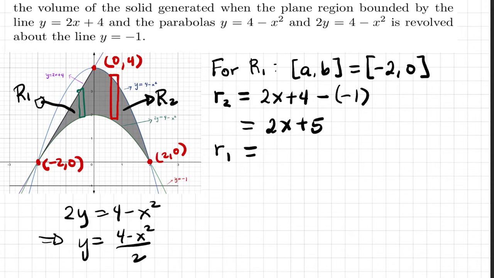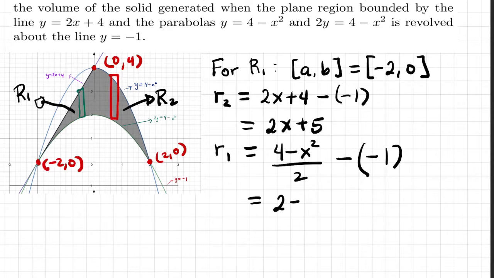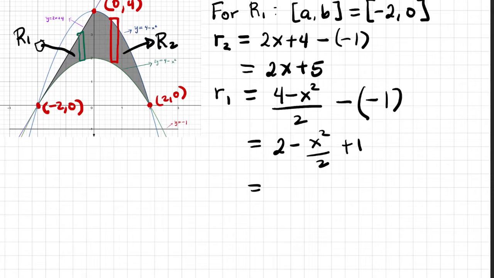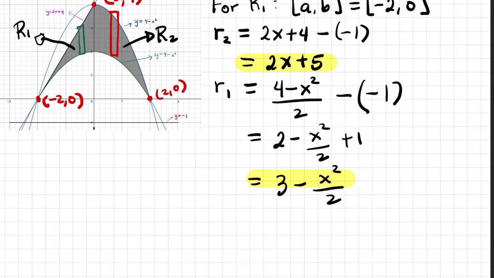So R1 is 4 minus x squared all over 2 minus the lower curve, which is the line y equal to negative 1. So that is minus 1. So we get 2 minus x squared over 2 plus 1, or this is equal to 3 minus x squared over 2. Okay? So we have now R2 and R1. So this is for R1.